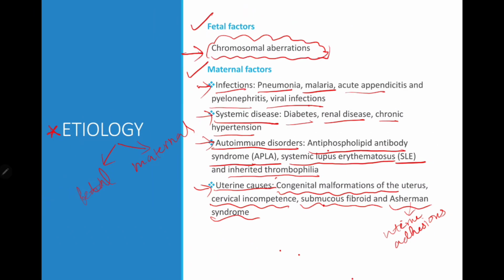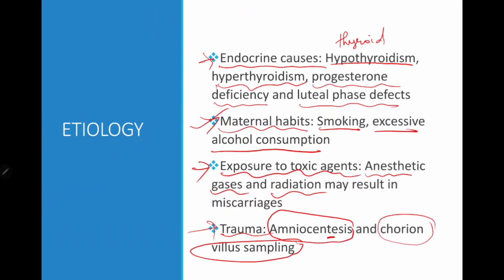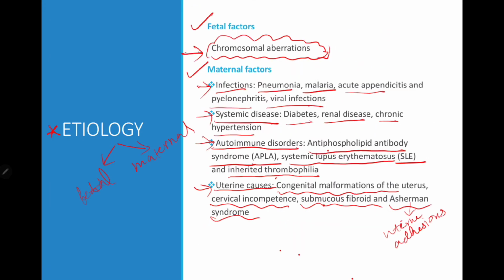So we have infections, we have systemic disease, we have autoimmune disorder, we have uterine causes, we have endocrine causes, we have maternal habits as well as exposure to toxic agents and trauma. In trauma, we have amniocentesis and chorionic villus sampling, exposure to toxic agents like anesthetic gases and radiation, maternal habits like smoking and chronic alcoholism or excessive alcohol consumption, endocrine causes like anything related to thyroid, progesterone deficiency and luteal phase defects. Uterine causes, we know, congenital malformation, cervical incompetence, submucous fibroid and Asherman syndrome. Autoimmune disorders like APLA, SLE and inherited thrombophilia. Systemic disease like diabetes, renal disease, chronic hypertension and infections.